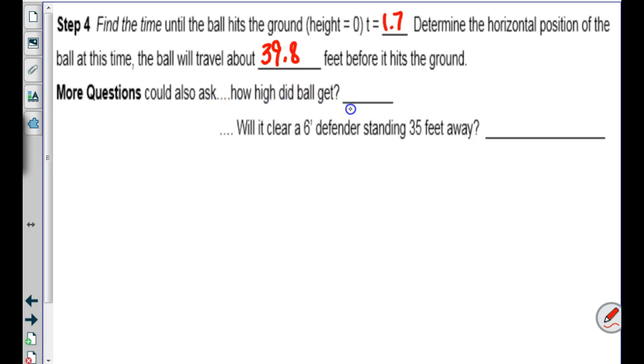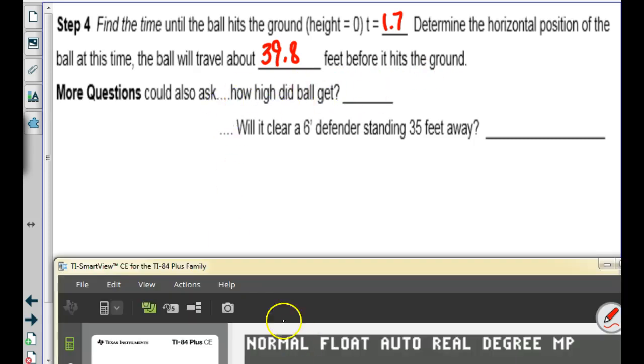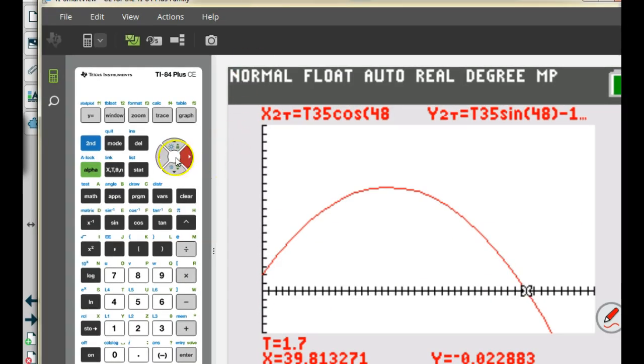How high did the ball get? Can you track that for me? What are we going to have to do? You can only go forward and backward in time, but somewhere in here it got to about what? What? You got 21 feet it went up to?